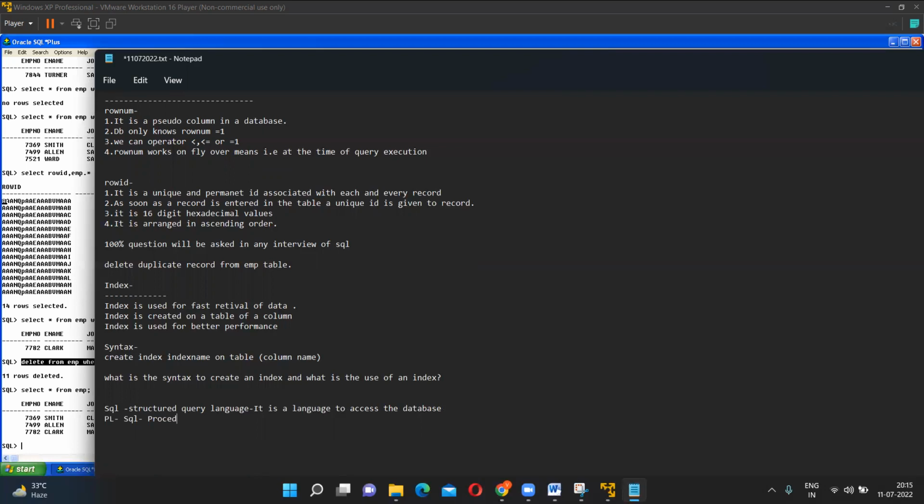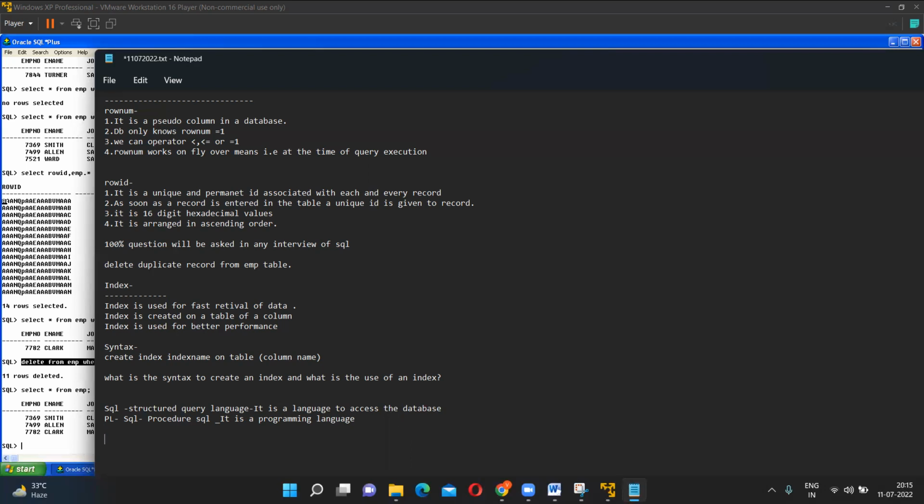PL/SQL, procedural query language. What is PLSQL, guys? It is a procedural programming language for development of any app. Like C is a language, Java is a language, though some are object oriented, some are procedural. So PLSQL is completely a programming language, used for development of an app or an ETL architecture.